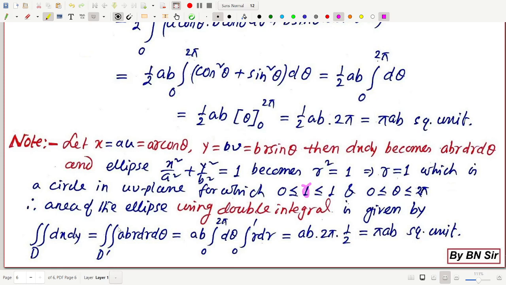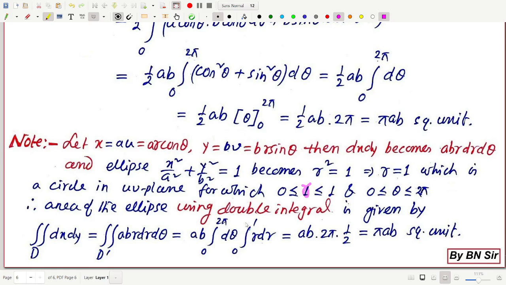Therefore the area of the ellipse using a double integral is given by the double integration over D of dx dy, where dx dy is abr dr d theta over the region D dash, meaning the elliptic region becomes a circular region in the UV plane. With the change of variable, it is integration 0 to 2 pi d theta and r from 0 to 1 of r dr, because the limits are constant and we can integrate separately. So finally we have got pi ab square.